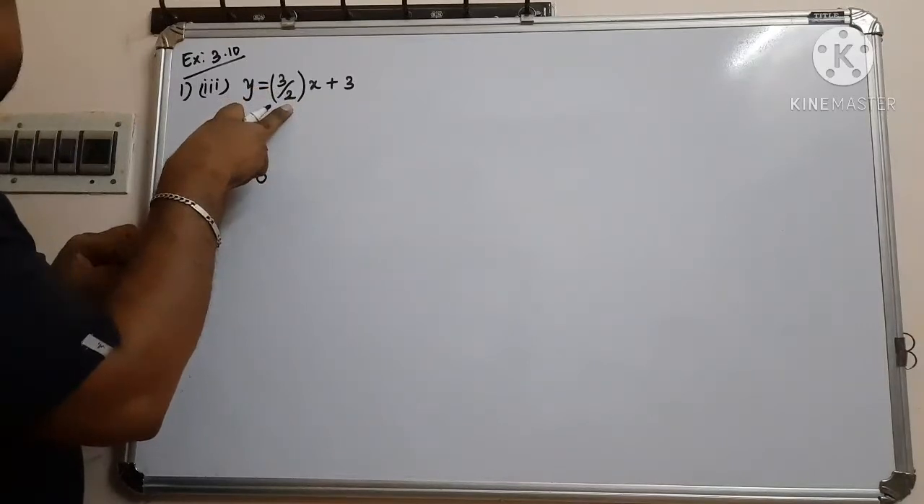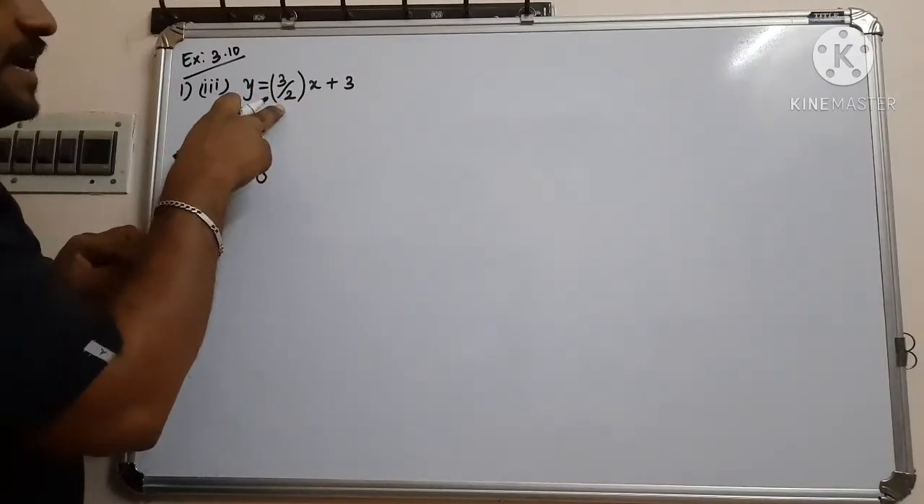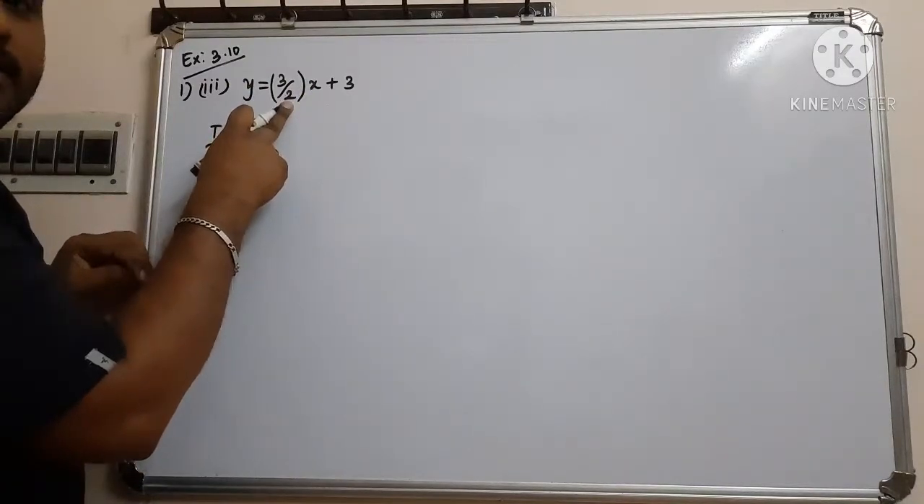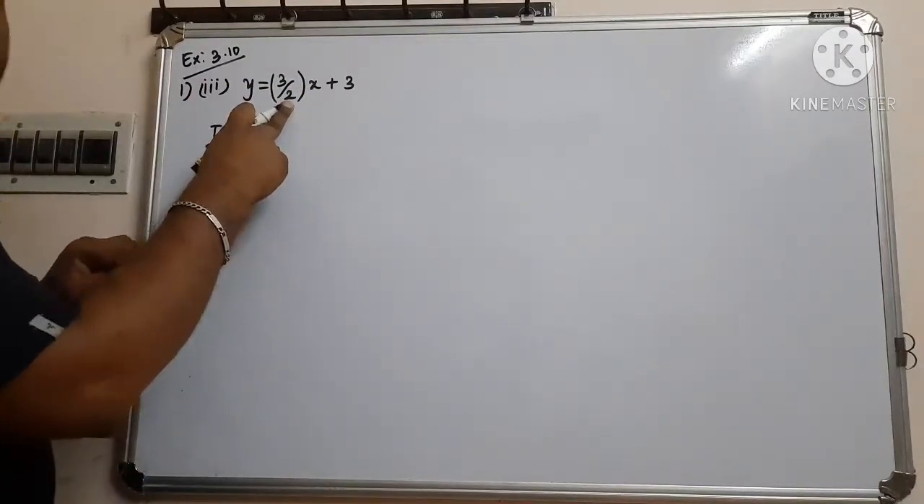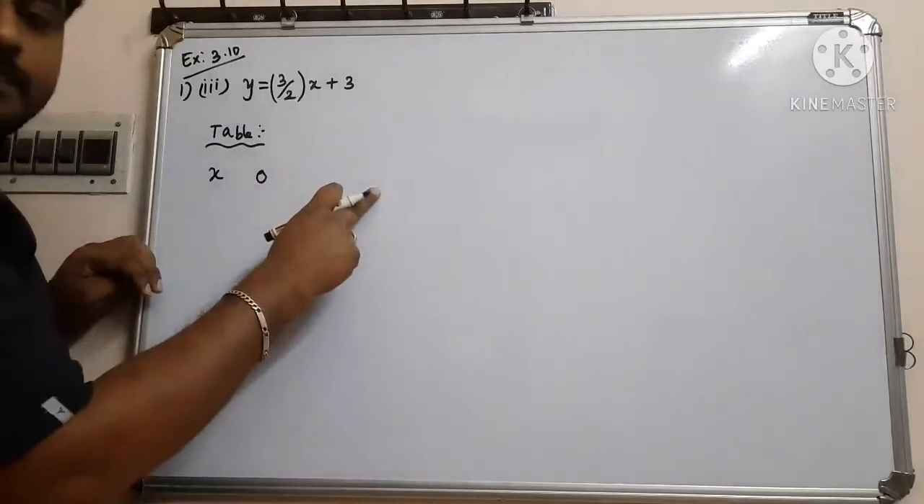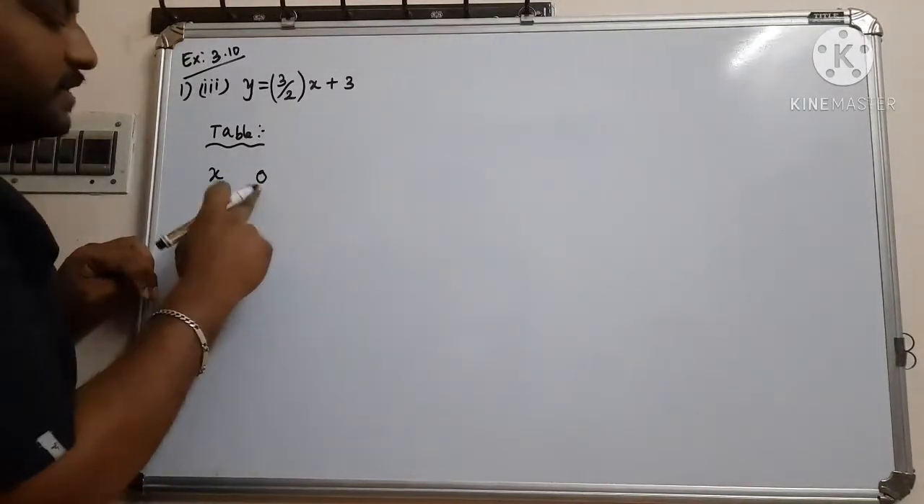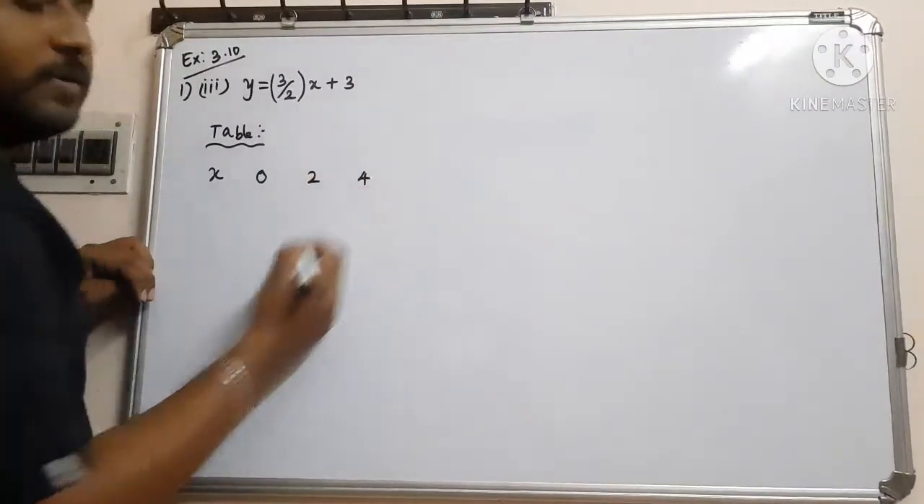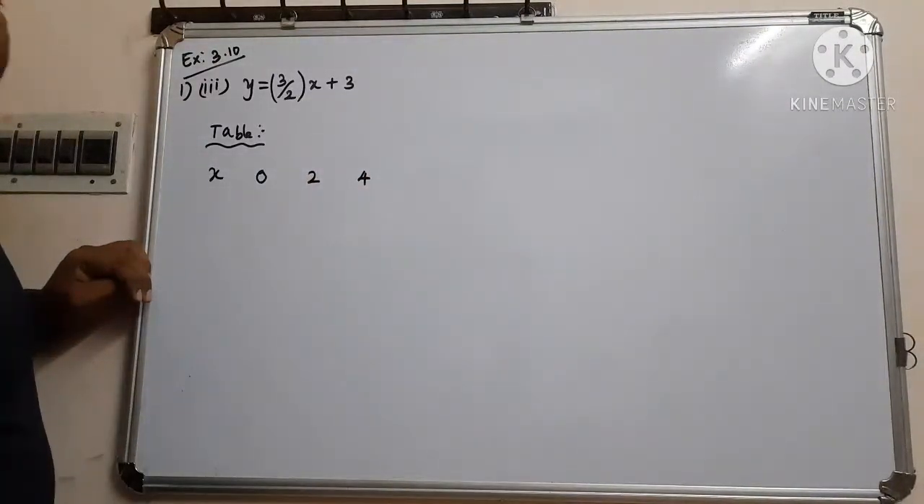X coefficient is a fraction. So fraction in the sense, what is in the denominator? 2. 2 is an even number. So you have to take x value as an even number. 0, 2, 4. These 3 values are enough.